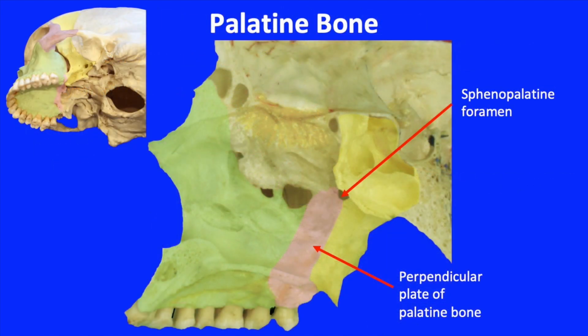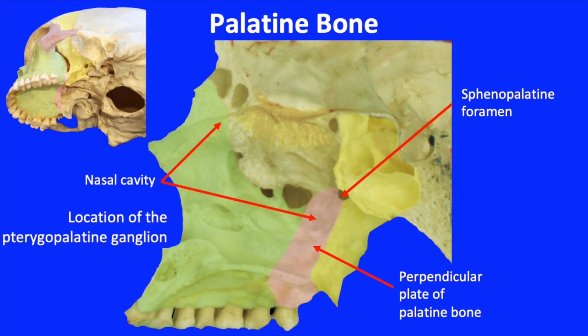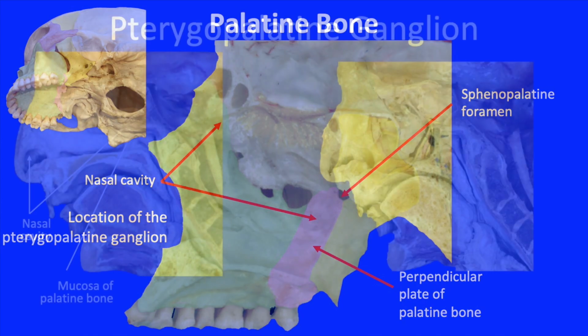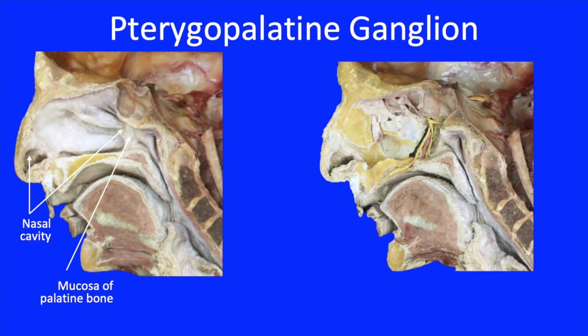The top image is the image we just observed of the sphenopalatine foramen from the outside. And in the center image, we see it from the inside on a bisected skull. To give you an idea of where we are, we have entered the nasal cavity from behind, and it's at the sphenopalatine foramen that the pterygopalatine ganglion sits. To demonstrate this in a cadaver, the mucosa from the perpendicular plate of the palatine bone is removed, the bone is cracked, and the pterygopalatine ganglion appears.